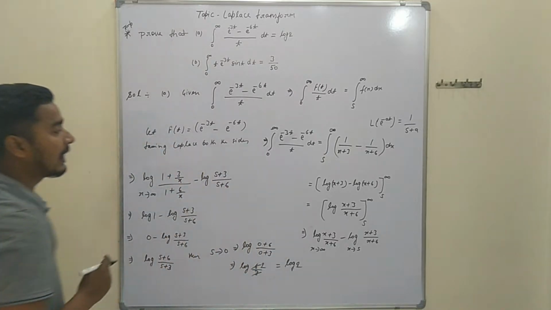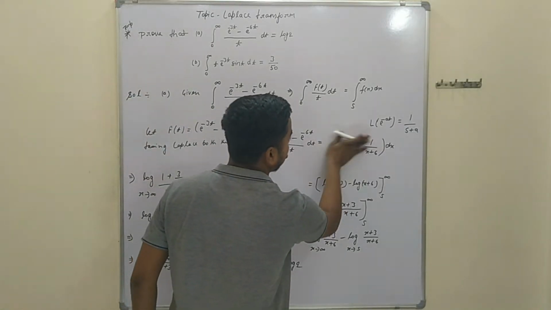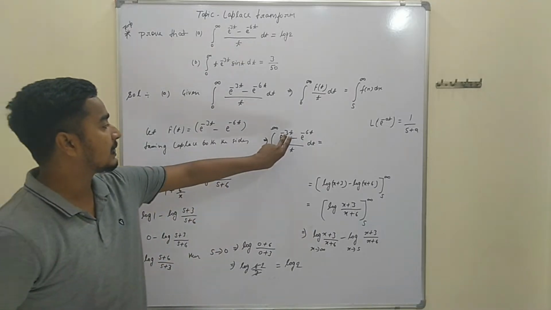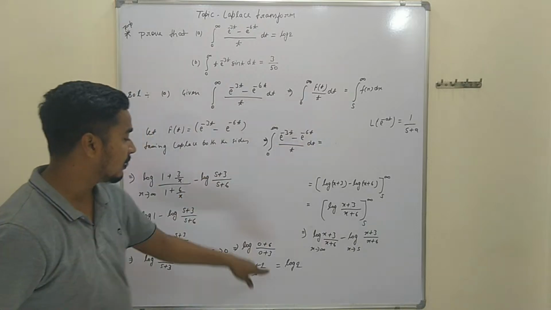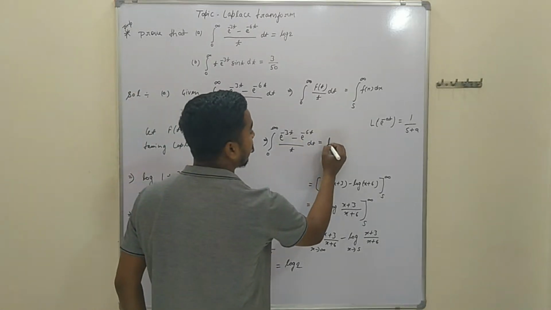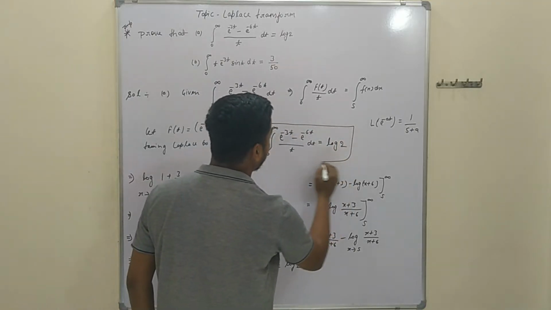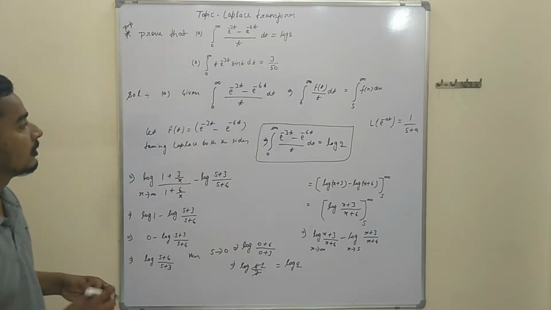And we have to write here: the integral limit 0 to infinity of (e to the power of minus 3t minus e to the power of minus 6t) upon t dt is equal to log 2. We have proved the first part of the given question, and further we have to solve the second part.